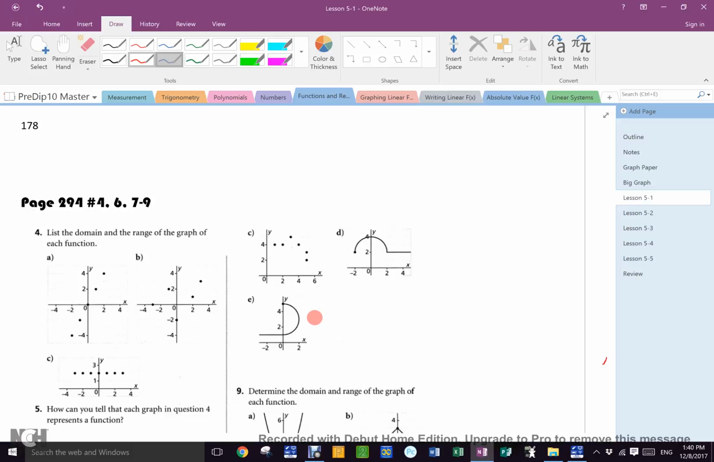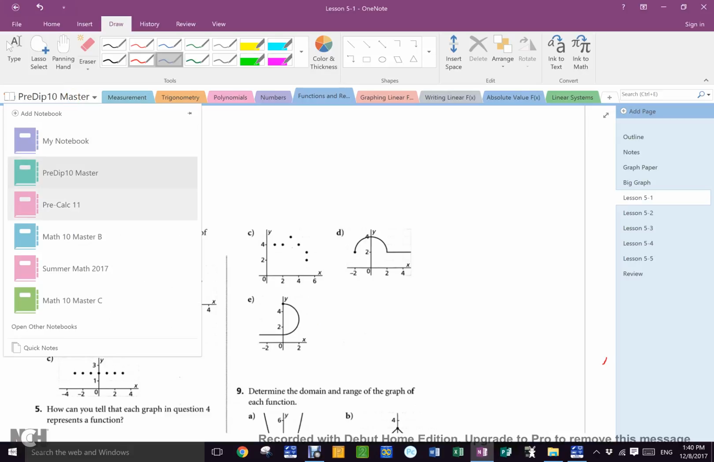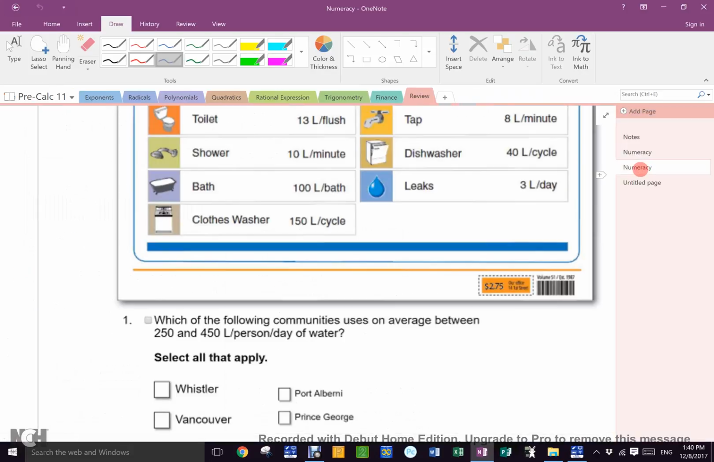Okay. If you would be so kind then as to bring out the work that you did on Monday for that TOC, the numeracy assessment. If you would be so kind as to drag that bad boy out, that would make me very happy.